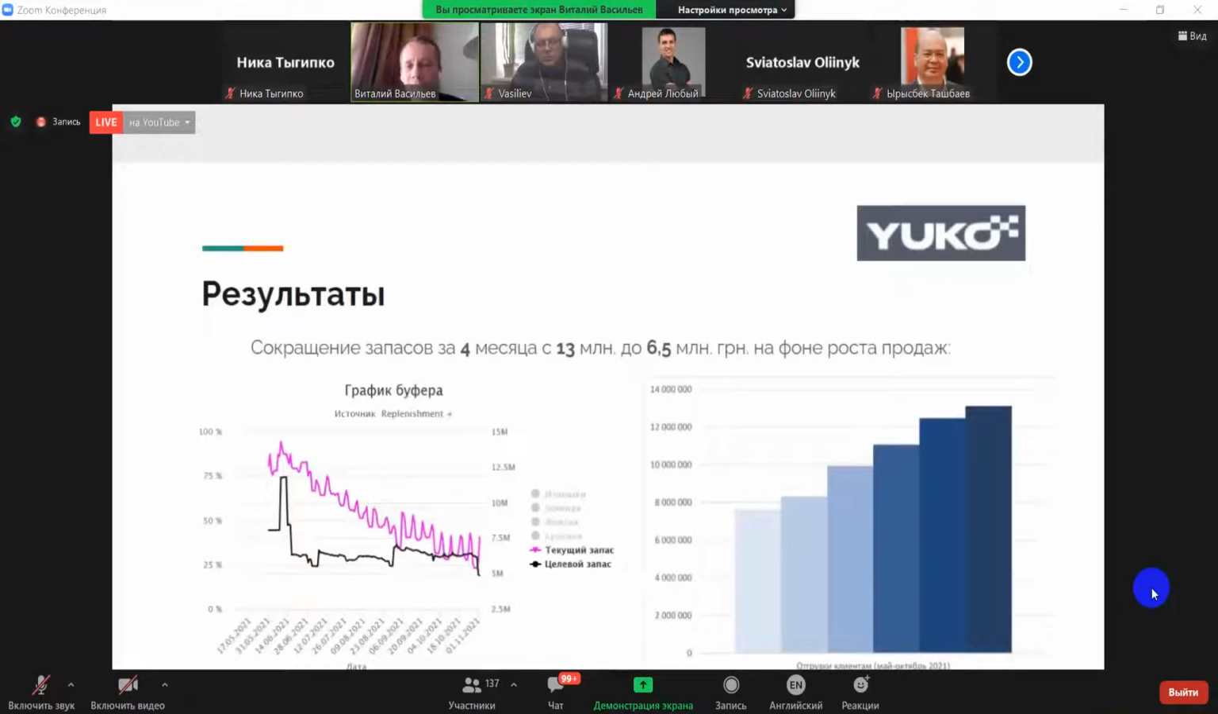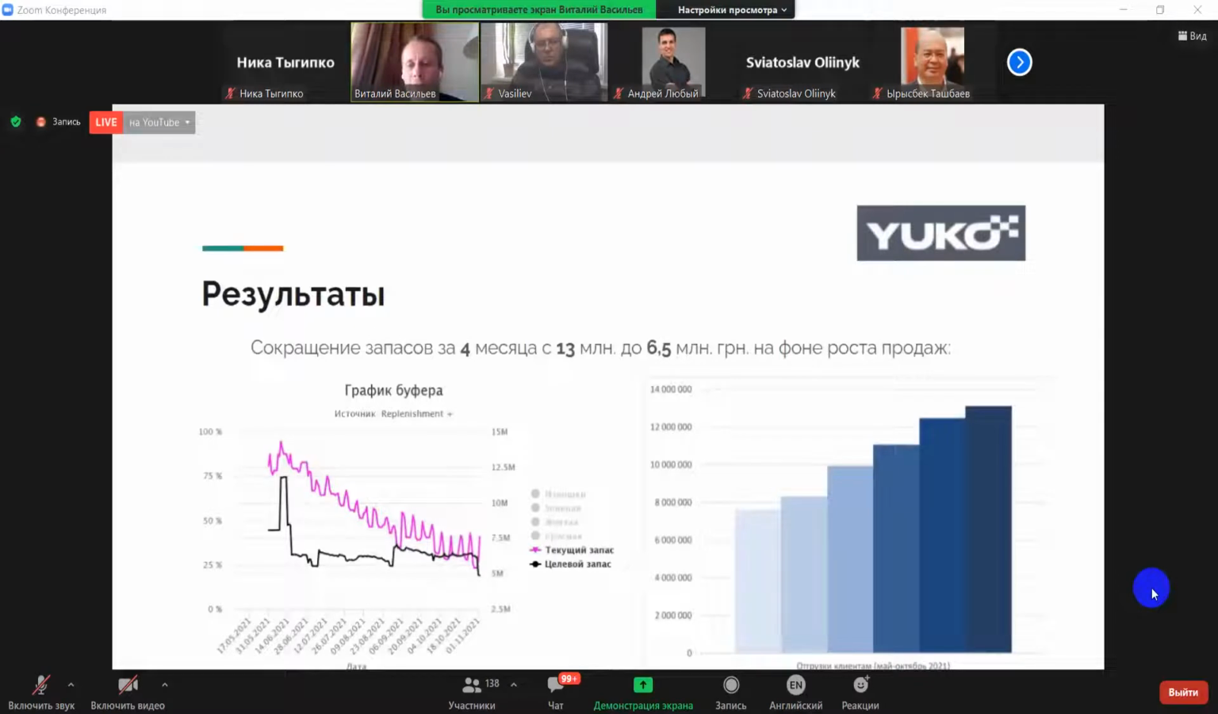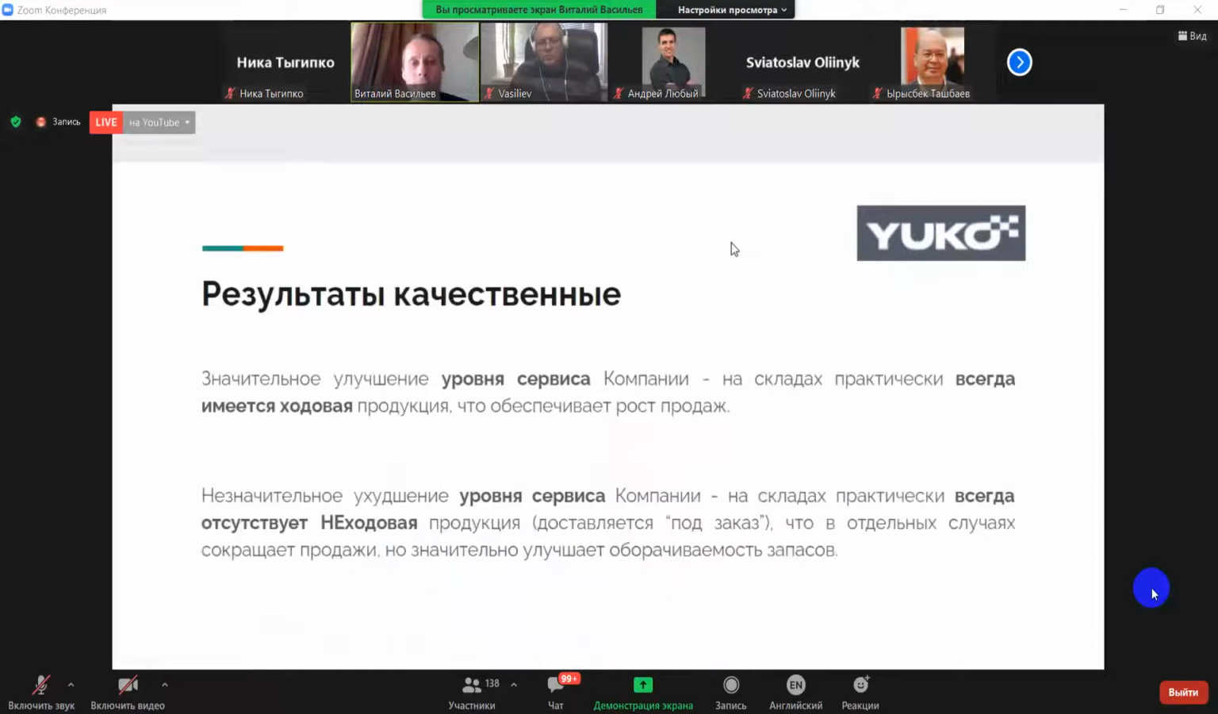What were the results in 4 months? The stocks in the regional offices went down from 13 million to 6.5 million hryvnia. And we had a 60% change. The SKU for surplus went from 81% to 45%. You see the blue zone.